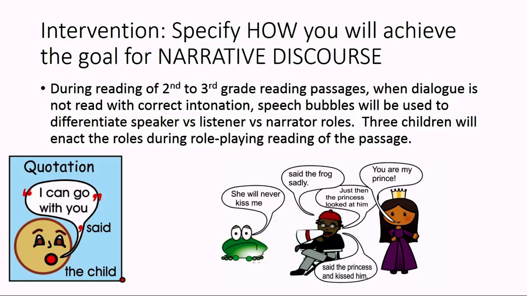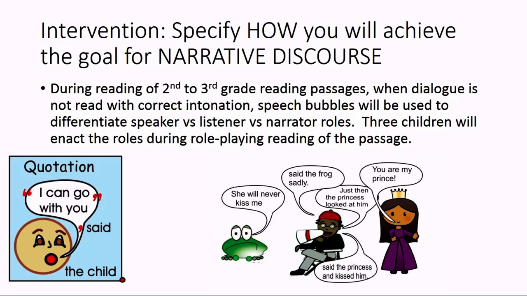All right, so intervention. During a reading of second to third grade reading passages, when dialogue is not read with correct intonation, speech bubbles will be used. So if they don't know how the punctuation of dialogue works, then you have to teach it. So we always draw speech bubbles. We show how you can erase the speech bubble. I'll do this on a whiteboard.